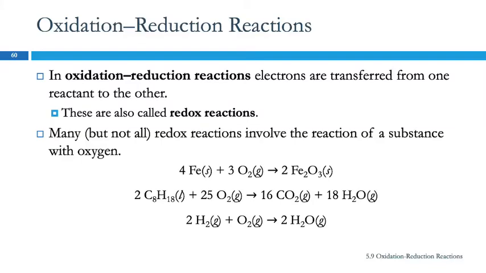This section is about oxidation-reduction reactions, and these are a little more important. So in an oxidation-reduction reaction, what we have is electrons being transferred. One substance is giving electrons to another substance. That's the characteristic of an oxidation-reduction reaction.